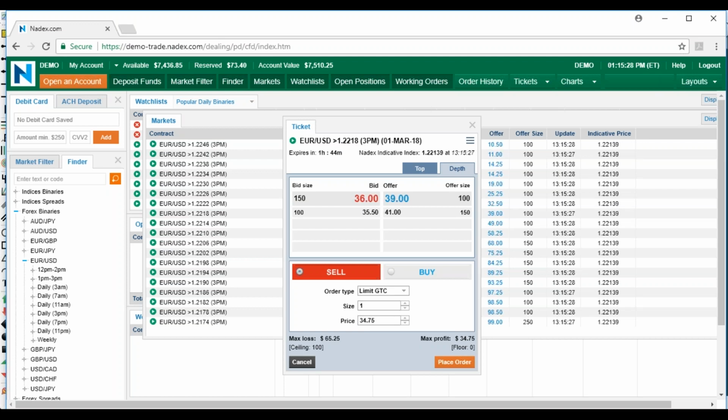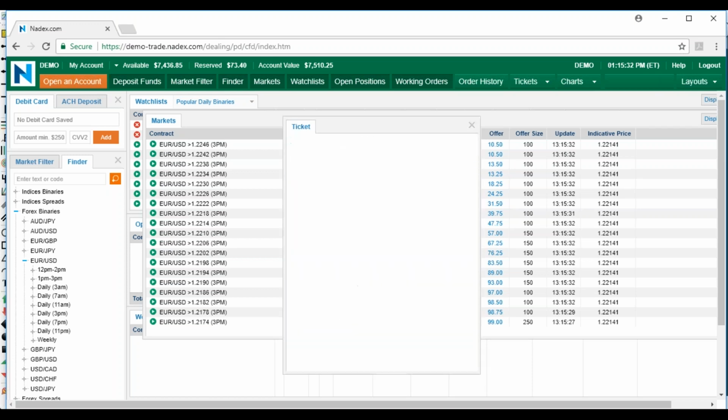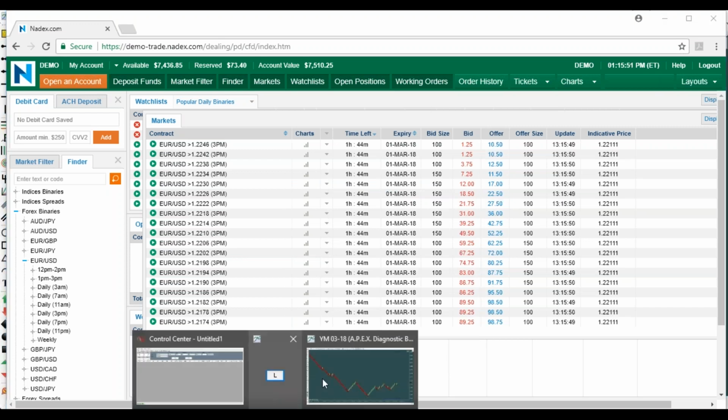Does that make sense? On the buy side, let's look at a different one. The market's moving here. On the buy side, this is an out of the money binary, right? Because it's a very low price binary way far away. But on the sell side, it's an in the money binary. Why? Because the market's already below this price. Let me draw that for you on a chart real quick.